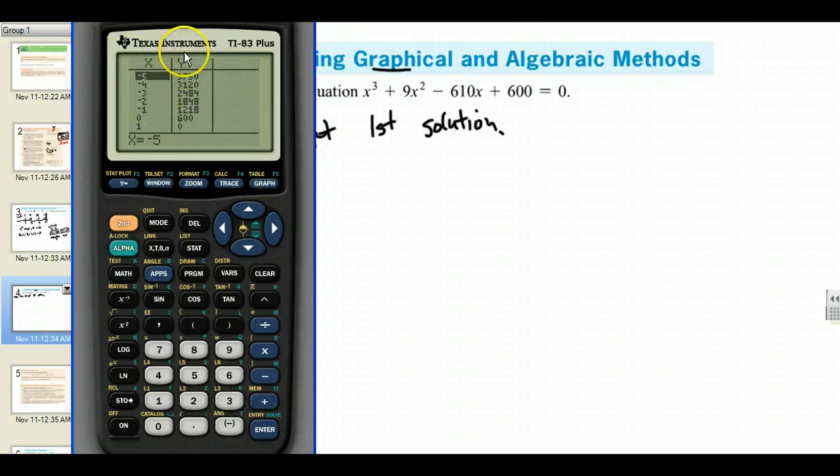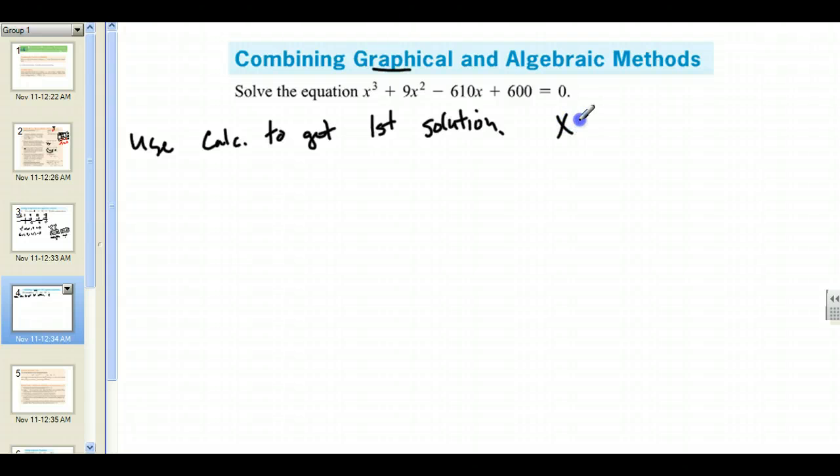Alright, and we're looking for the y column to be 0. Okay, not the x column. The x column will always have a 0. Remember, the domain of a polynomial is all real numbers, so there will always be a 0 here. It's over here. Well, what makes this 0? So x equals 1 is a solution. Alright, so I'm going to use 1 to start my process.